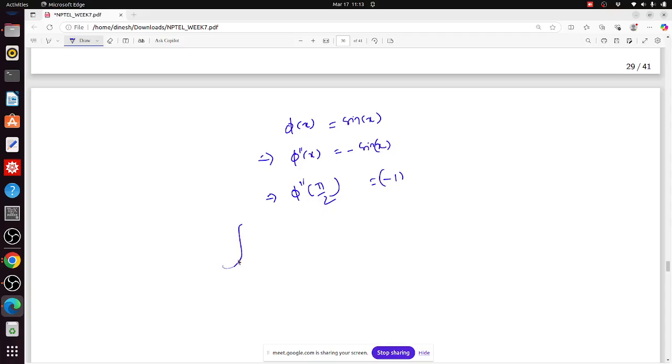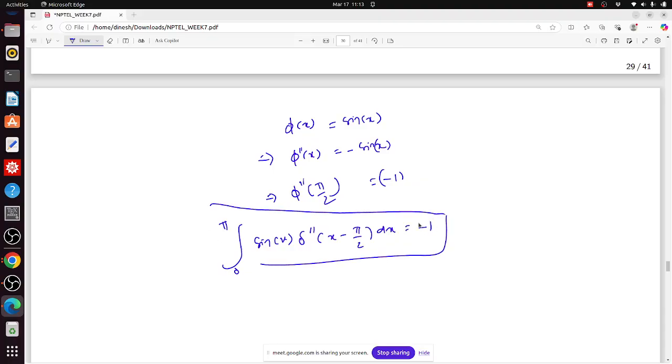So the solution to this problem, the integration from 0 to pi of sine of x delta double prime (x minus pi by 2) dx, is equal to minus 1. So here option number C is correct.